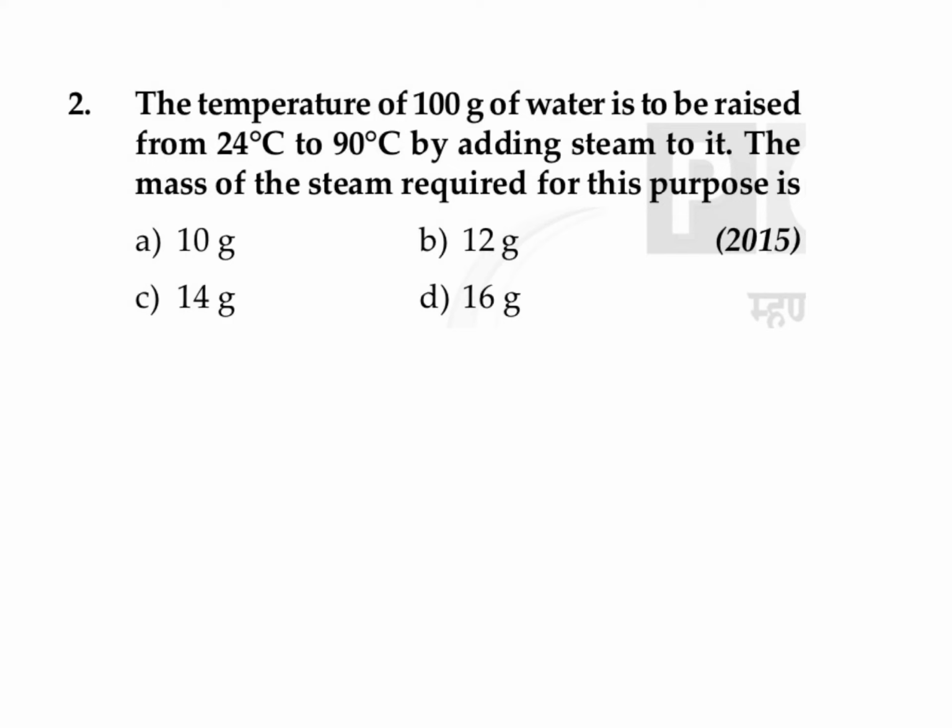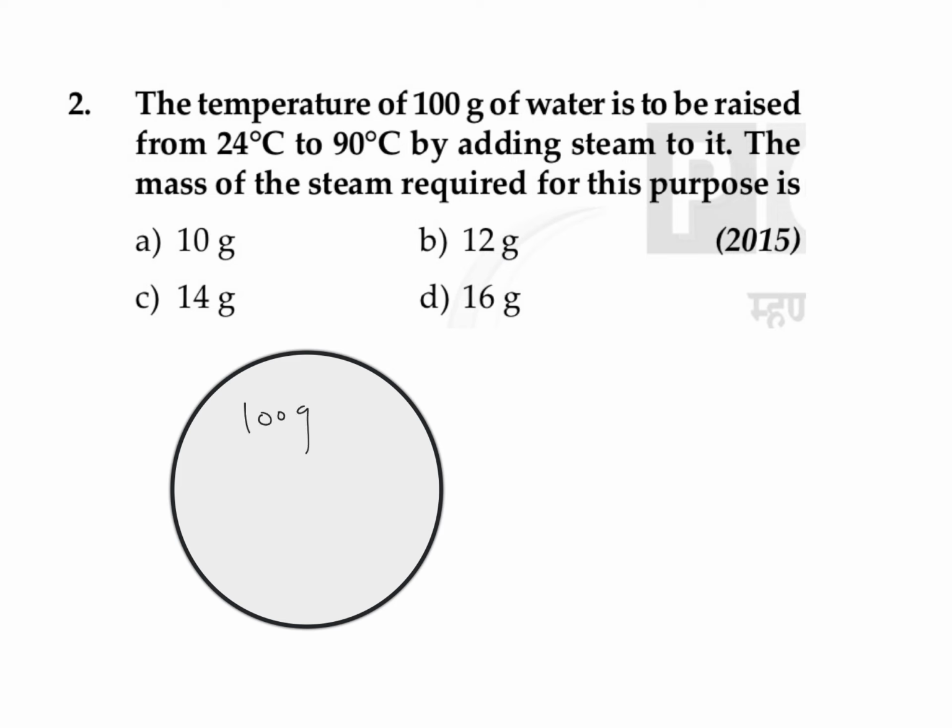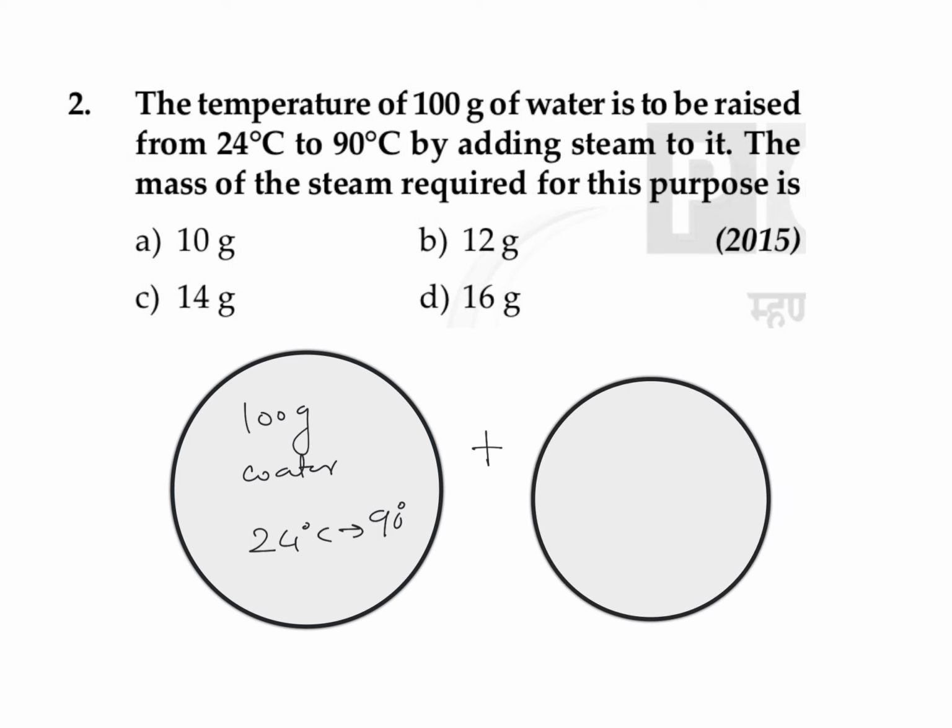And this question is given that the temperature of 100 gram of water is to be raised from 24 degrees Celsius to 90 degrees Celsius by adding steam to it. So we can just consider that we are having 100 gram of water at 24 degrees Celsius. Now our aim is to change its temperature from 24 to 90 degrees Celsius by adding steam to it. So we are adding some amount of steam.